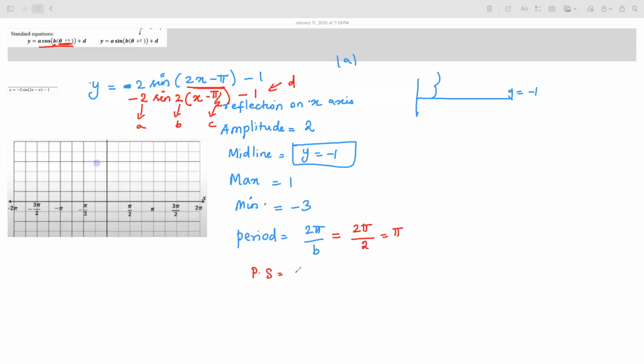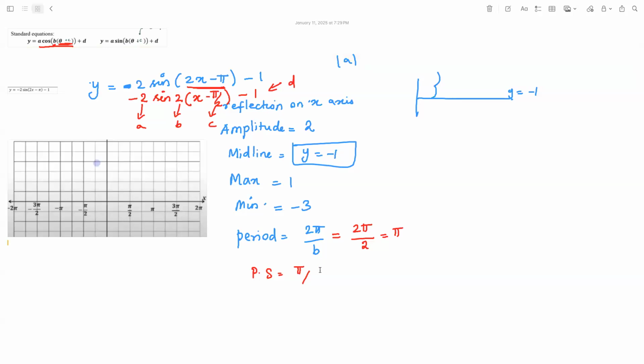Phase shift is what? Phase shift is pi by 2, left or right? Right. Pi by 2, right, correct. Okay, now it's easy to graph, right? Maybe I'll do this one, I'll give you the next one.